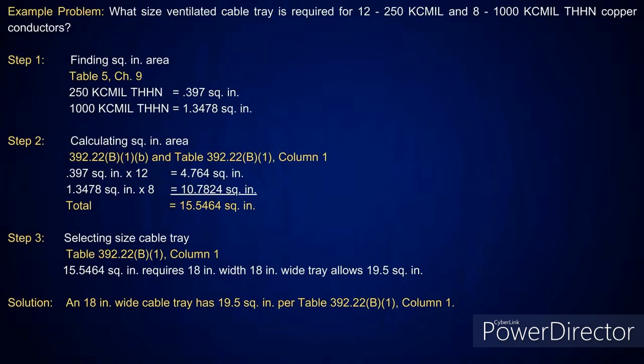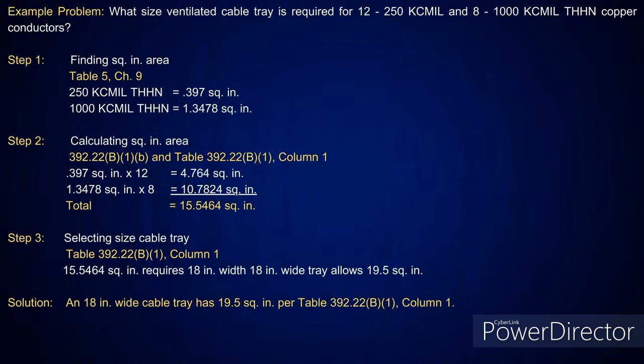In this case, we're going to show you have 12 250 kcmil and 8 1000 kcmil. Now, like we start everything off, you're going to look at Chapter 9, Table 5. You have to get the square inch of each one of those conductors. For 250 kcmil, it's 0.397 square inches. For 1000, it's 1.3478 square inches. We had 12 of the 250, that's going to give me 4.764. And we had 8 of the 1000 kcmil, going to give me 10.7824. Add all those up together, gives me 15.5464.